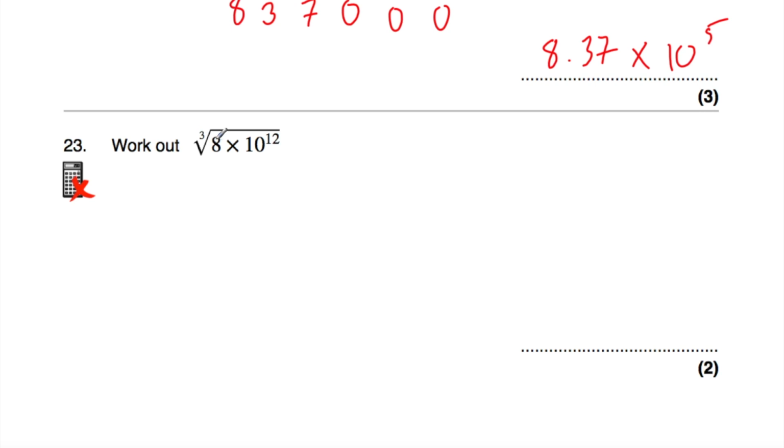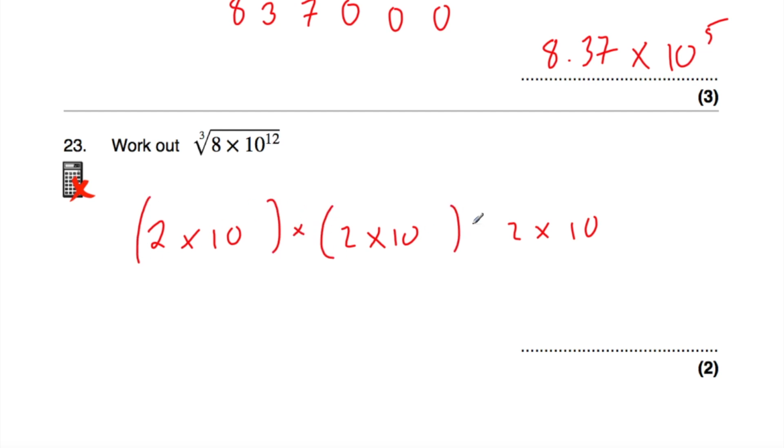Now, the cube root of 8 is equal to 2. So I'm going to choose 2 times 10 to the power of something, 2 times 10 to the power of something, and 2 times 10 to the power of something, because 2 times 2 times 2 is equal to 8. So we've got the number at the front. Now we just need to figure out what the power would be. So here we've got 2 times 10 to the power of something, multiplied by 2 times 10 to the power of something, multiplied by 2 times 10 to the power of something.